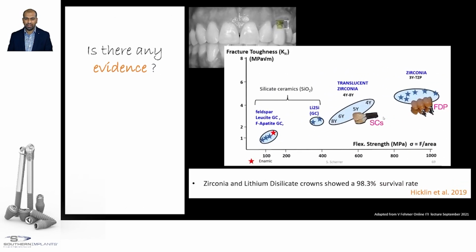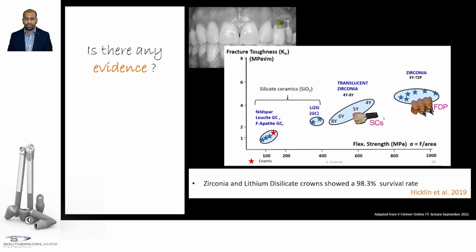But is there any evidence? Currently we have a numerous amount of materials on the market. There are ceramic silicates, and there are polycrystalline structures such as zirconia. And not all zirconia is equal. We have the more translucent zirconias with different fracture toughnesses, and then the traditional 3Y-TZP zirconias with the highest fracture toughness. When we choose either of these materials, we have to understand that we have to manage them differently.